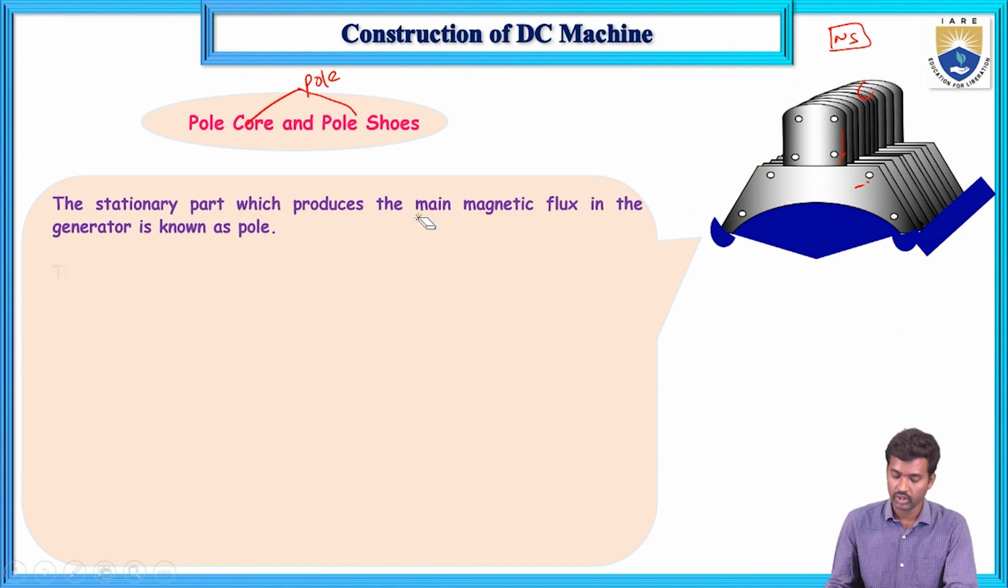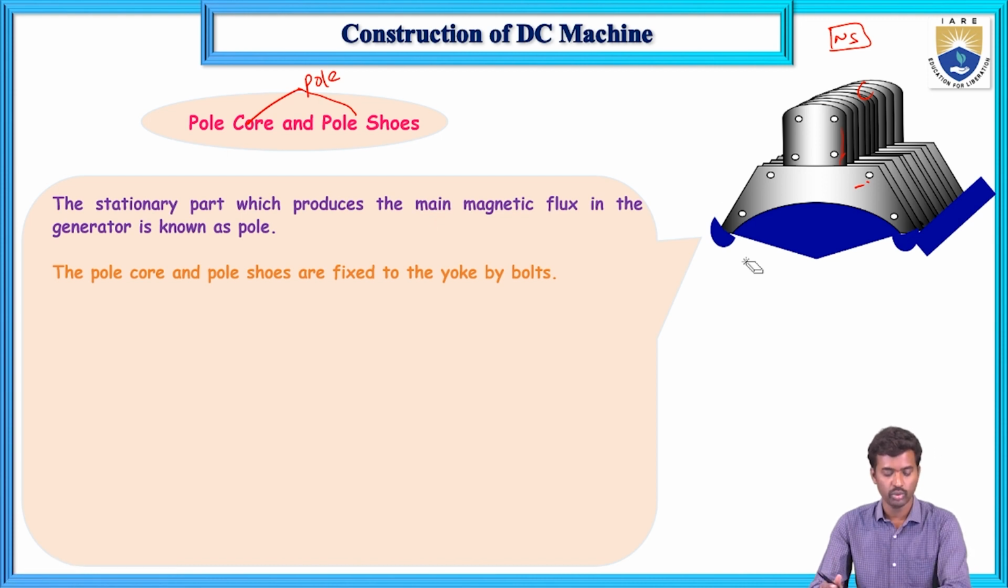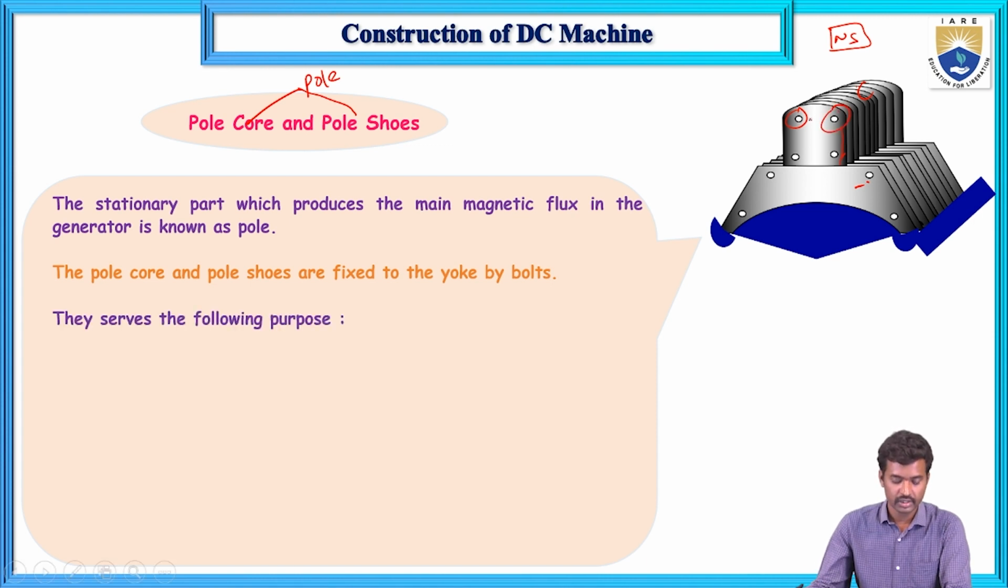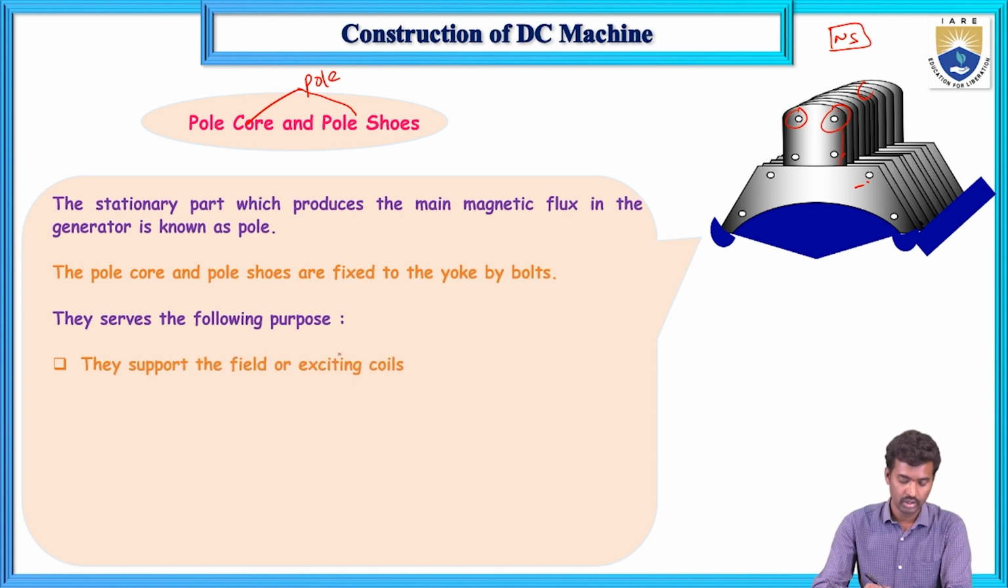Now here the pole is divided into two parts, pole core and pole shoe, which are fixed to the yoke with the help of bolts or nuts. And the following are the functions. First, it supports the field winding. It carries the field winding.